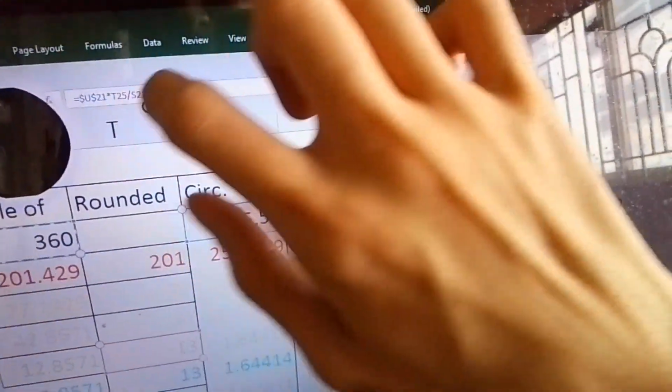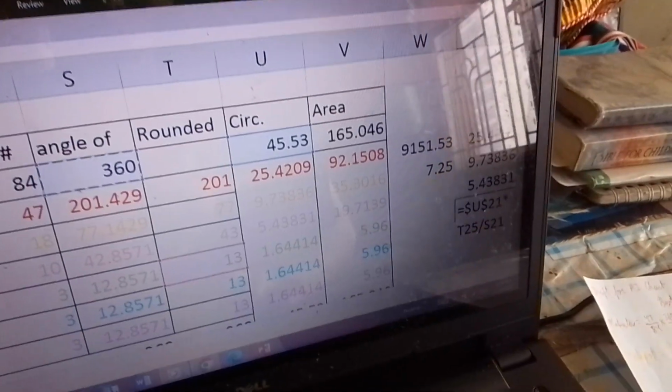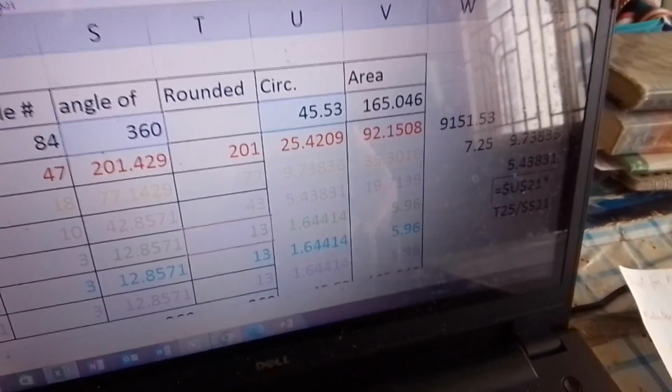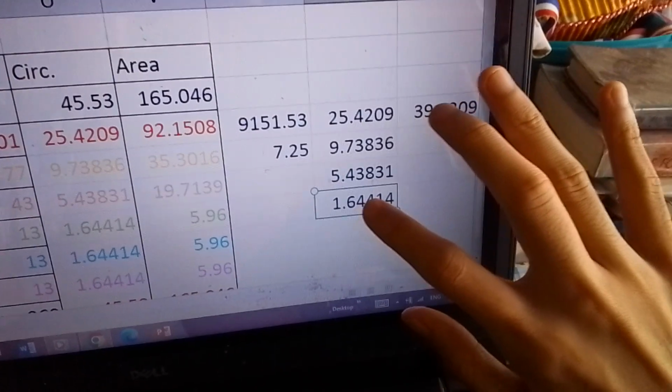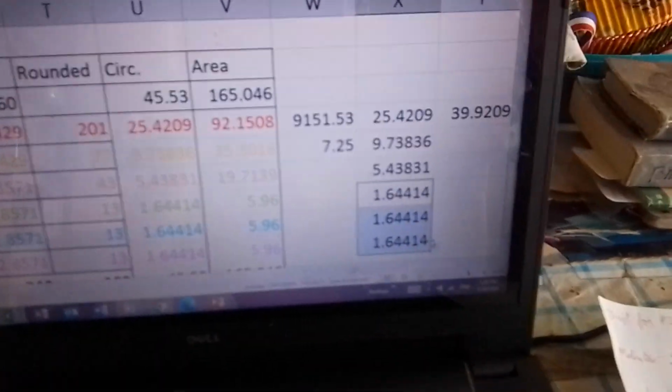Tapos, divide by 360. Tapos, i-lock mo tong dalawa. Lock mo to. So, clicking on this one, lock, dollar sign. Then this one, lock. Then, did we get the same answer? Yes, we sure did. Then, if you click on this cell, like this, bring down your answer, you will still get the same answer, okay?